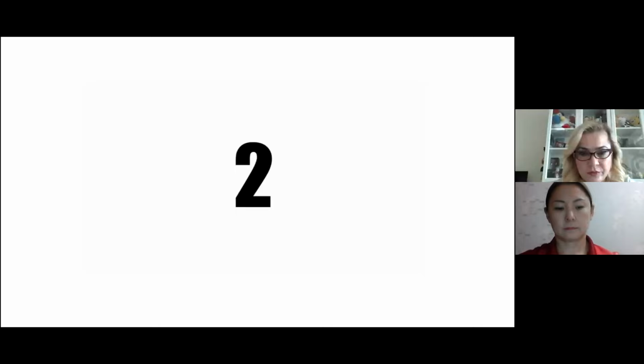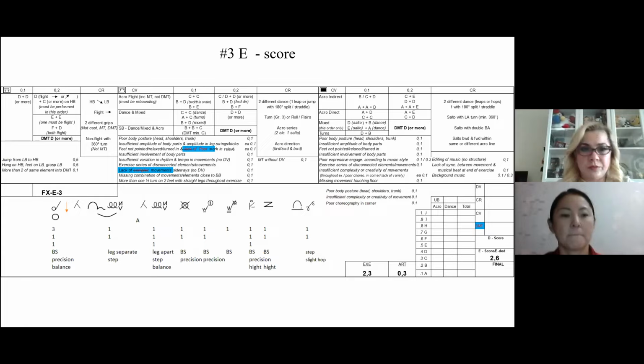Time over. You can see first door, 3 for body shape, 1 for precision, 1 for balance. Acro line, 1 for leg separate, 1 for step, 1 for adjustment in the corner, step without choreography. 1 for legs apart, 1 step, 1 balance. 1-1 for body shape and precision.